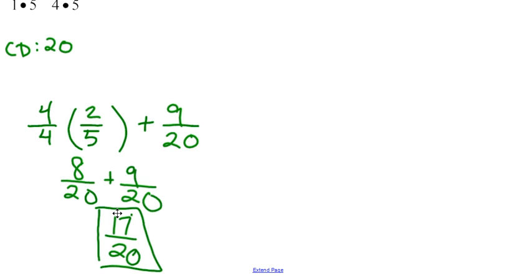Again, whenever you have fractions, look to see if they have anything in common that you can divide out from the numerator and the denominator to put it in its lowest terms, most simplified form. And here, 17/20, there are no common factors other than 1, so that would be our simplified form.